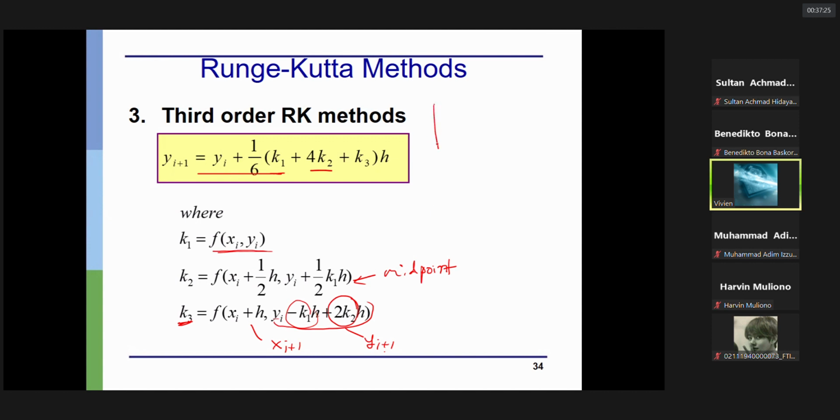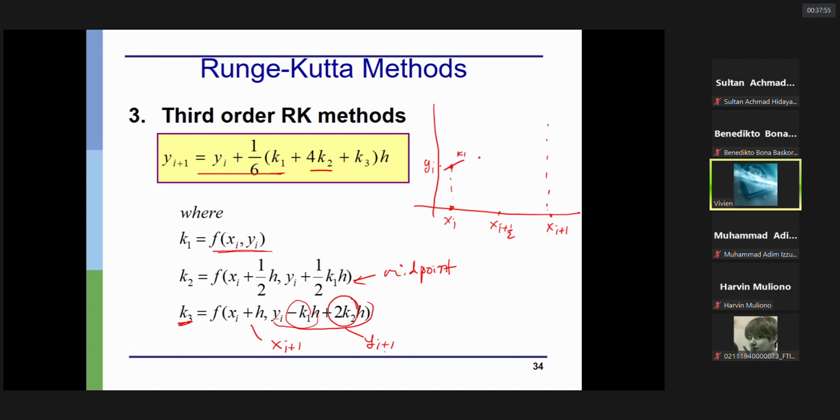So we will look at the illustration. For example, we have xi, and we have xi plus half, and we have xi plus 1. Our goal is to find the value at xi plus 1. What we have, the information, is at xi and the yi value. So what we do first is we calculate the slope here. For example, we have the slope, which is k1 here. So this is the slope.